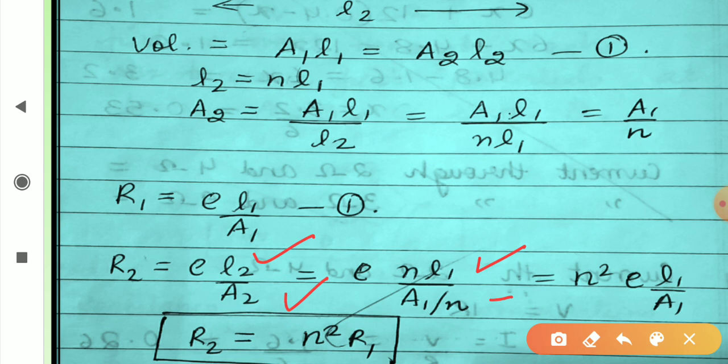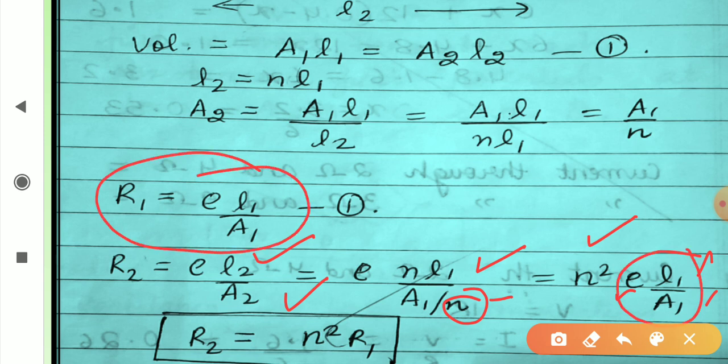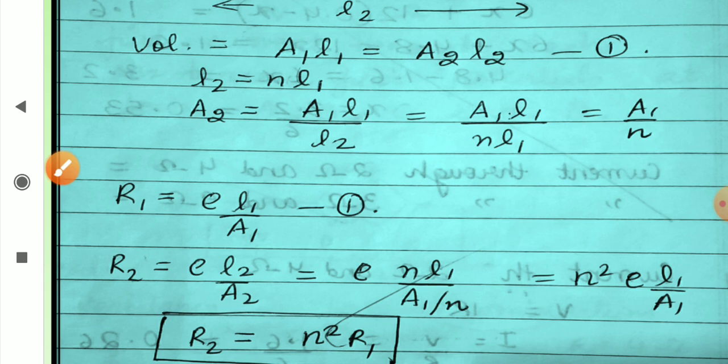और from here this n will go up, n चला जाएगा ऊपर और you will get n square row L1 A1. Now this row L1 upon A1 from this equation is equal to R1. So इसकी जगह पे हमने लिख दिया R1. So R2 is n square R1. That means resistance becomes n square times.